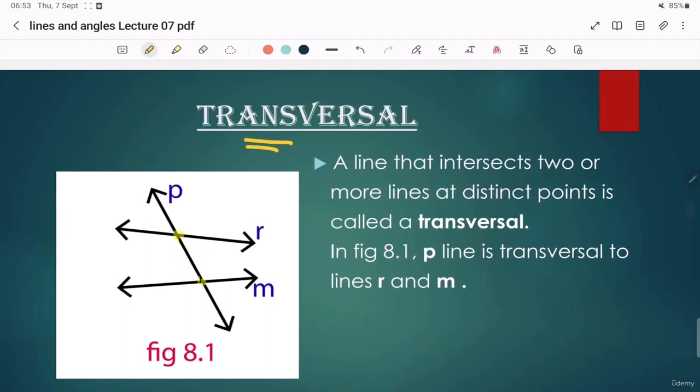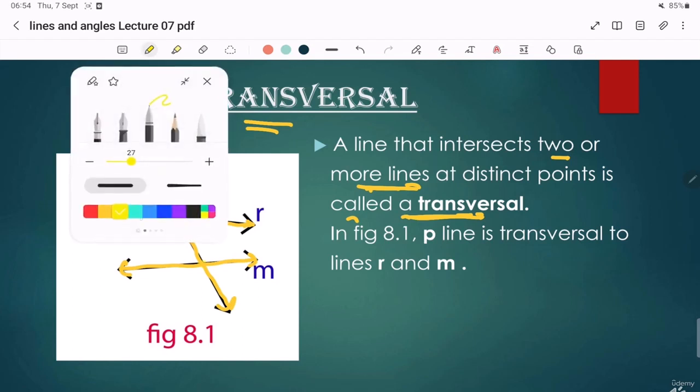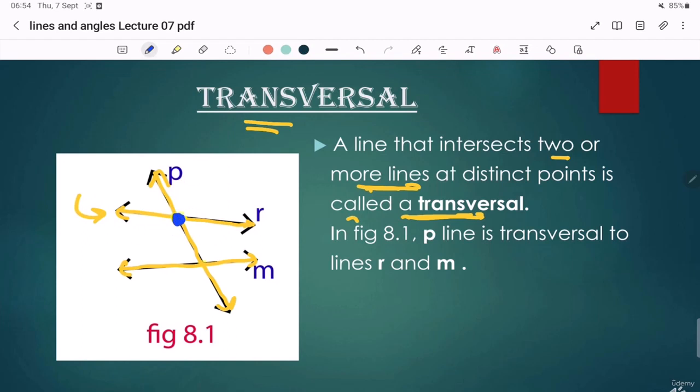Now we will see what is transversal. A line that intersects two or more lines at distinct points is called a transversal. For example, in this figure, this is line R, this is line M, and this is line P. Line P is intersecting at this point and at this point. These are two distinct points. So line P is a transversal because it is intersecting two lines, that is R and M, at two distinct points.